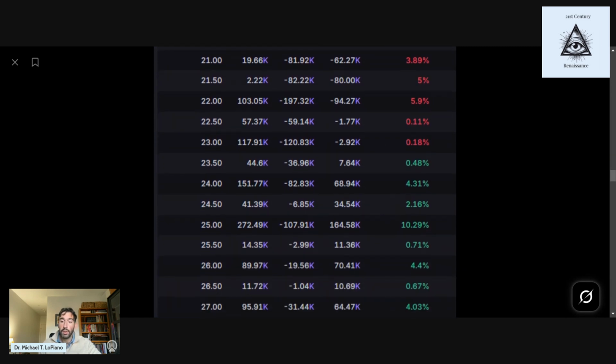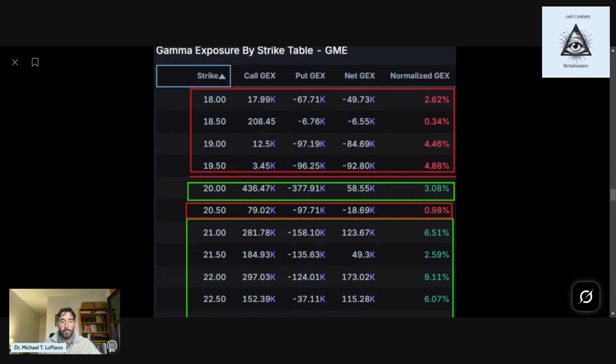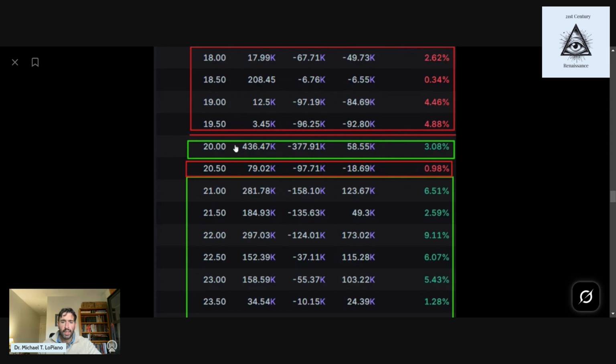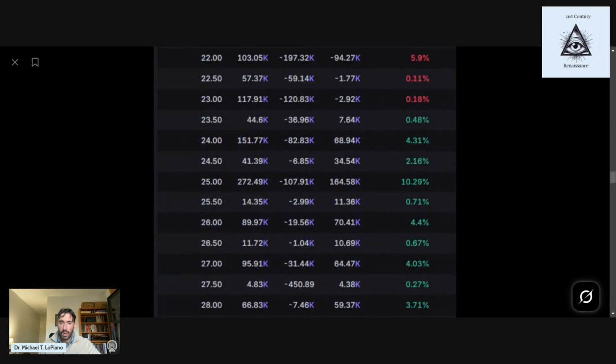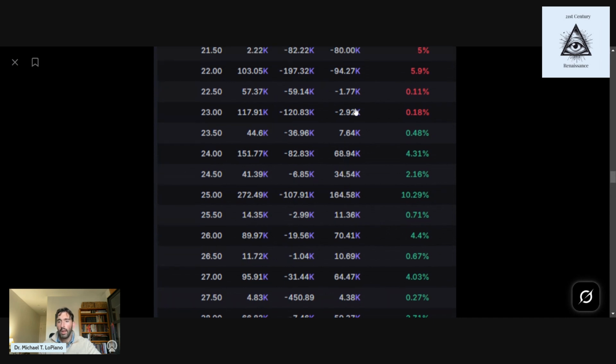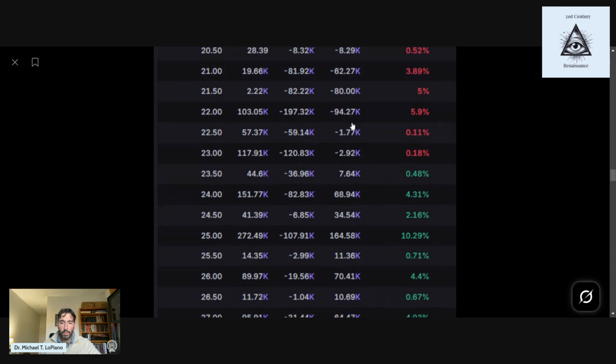Now, that being said, we also have a setup here above us that does look similar in some ways to what we were looking at back on August 29th. So some decent size at 20 and at 21, some decent size at 2150. Not quite as much net call gamma above us. I mean, we do have a decently sized bit of net call gamma above us. 2250 and 23 are actually pretty neutral. 22 is negative, put gamma largely there.